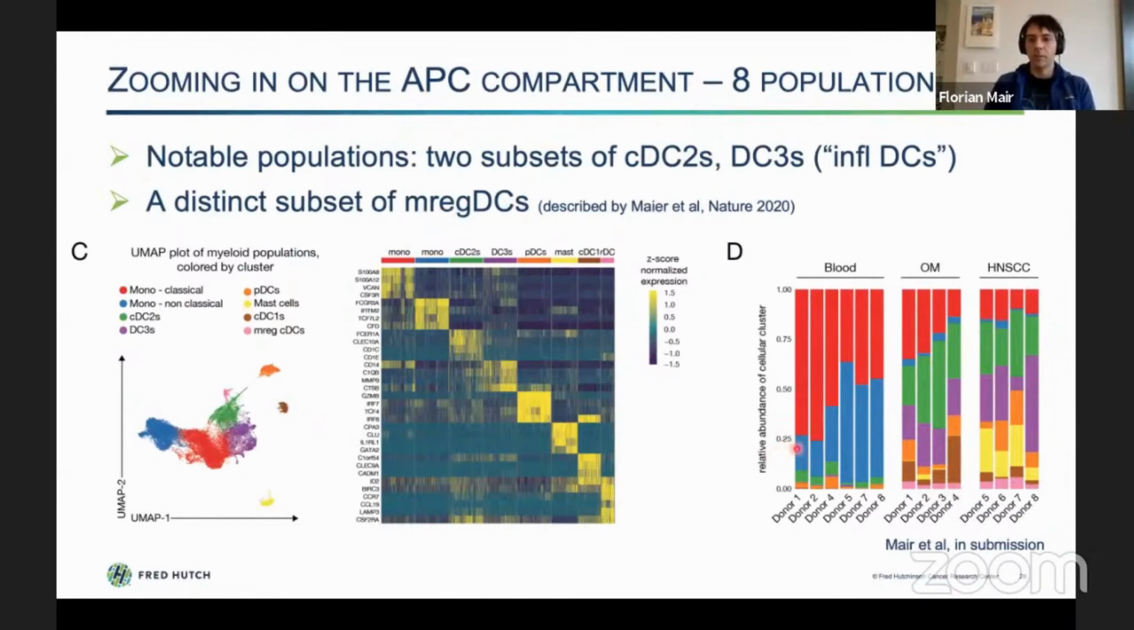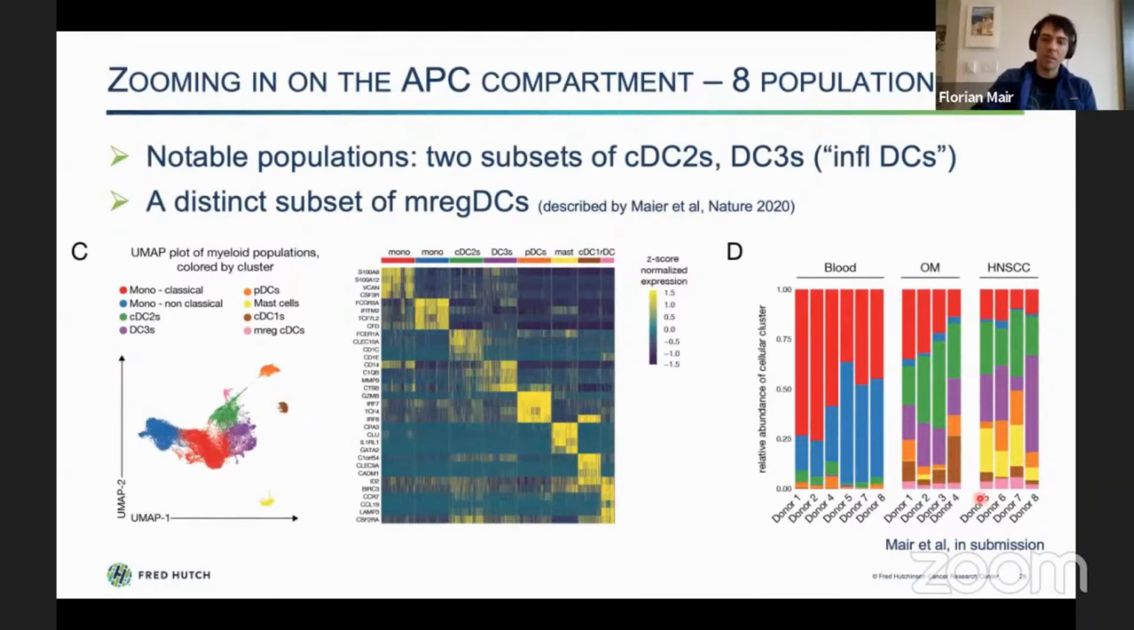When you look at the relative distribution of these different myeloid populations across our donors, you can see that the frequency, of course, varies, but overall the distribution is relatively similar, with the blood being primarily comprised of classical and non-classical monocytes and PDCs and CDC2s. And in the tissue samples, you can see that the classical monocyte population is reduced, and in turn you have a lot of these DC3s coming in, and surprisingly, actually some mast cells in the tumor tissue.